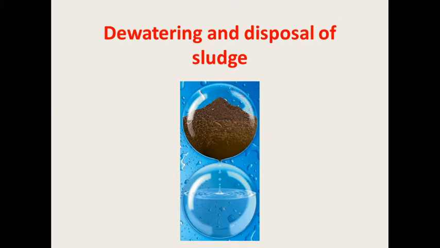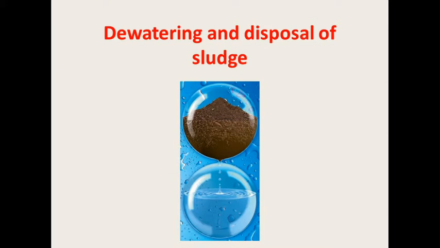Next topic is the dewatering and disposal of sludges. In the previous lecture, we discussed anaerobic sludge digestion, or how to digest the sludge, and the different treatment methods of sludge. In that topic, we discussed the aerobic and anaerobic sludge digester, and the process is called anaerobic sludge digestion. We also discussed the slow rate digester and high rate digester, the digesters which are used for the digestion of sludge.